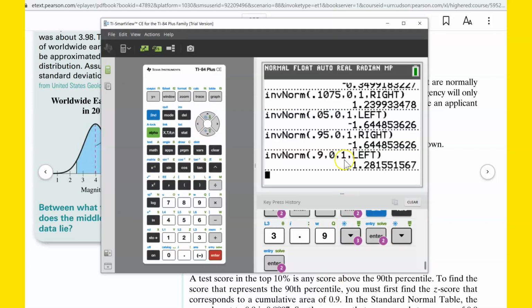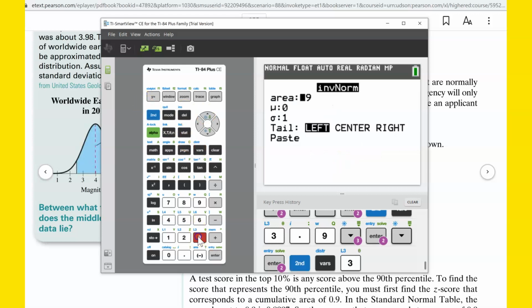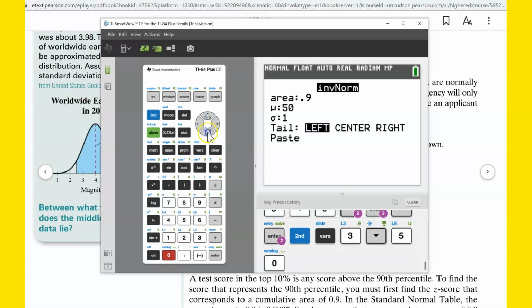Just go to inverse normal. I'm going to do the area being 0.9 since that's already there. This time we're not talking about a z-score or standard normal. We're given a real-world type of mean and standard deviation. So the mean it told me was 50 and the standard deviation was 10. And I did this as a left tail. If I'd done 0.1, it would have been a right tail.